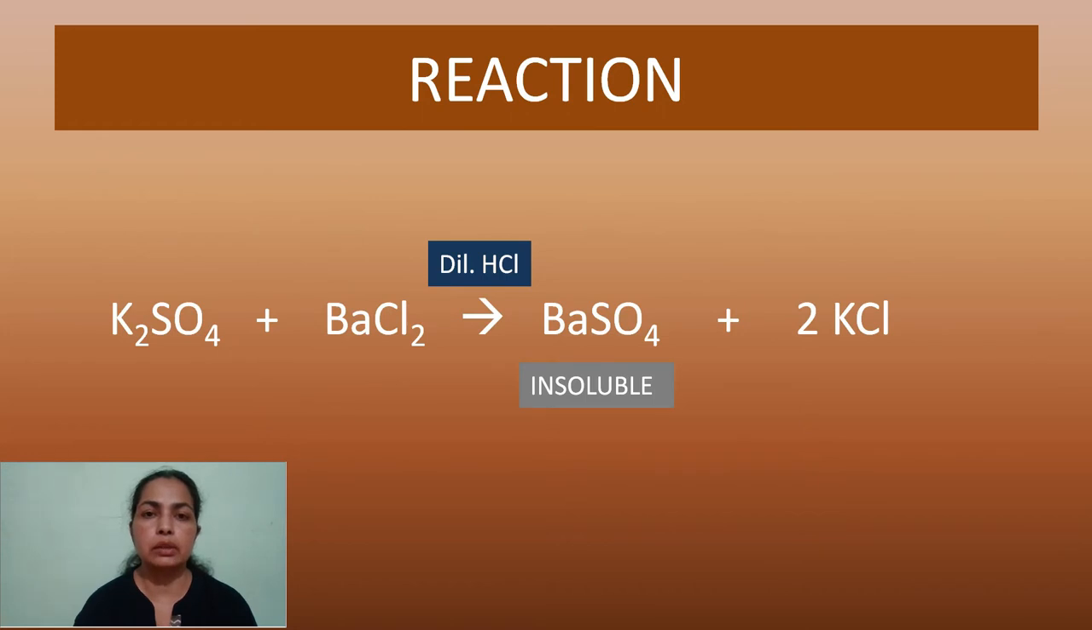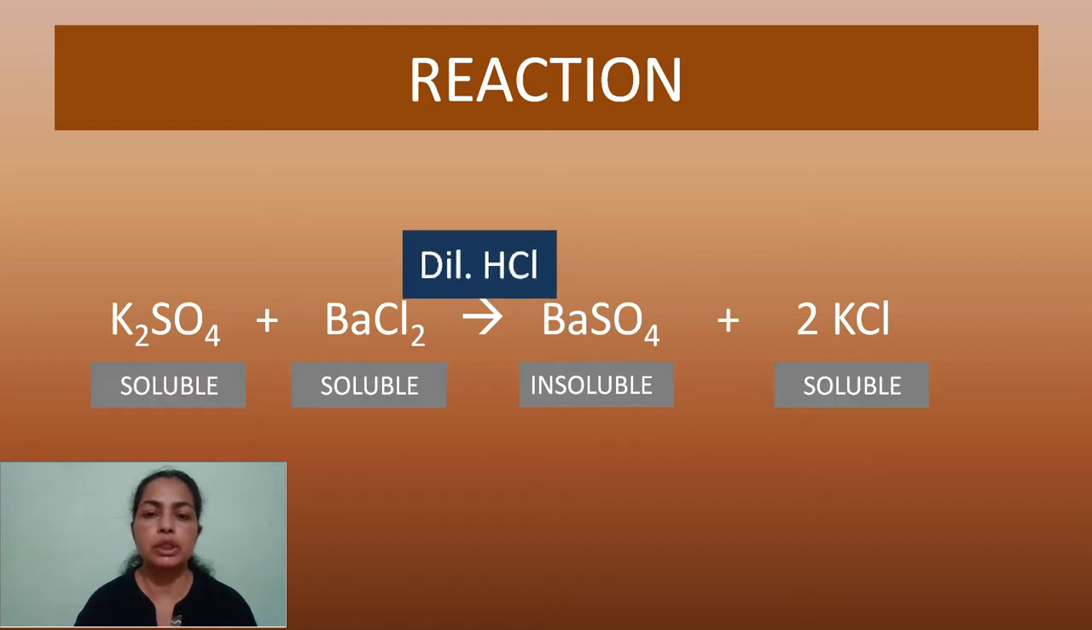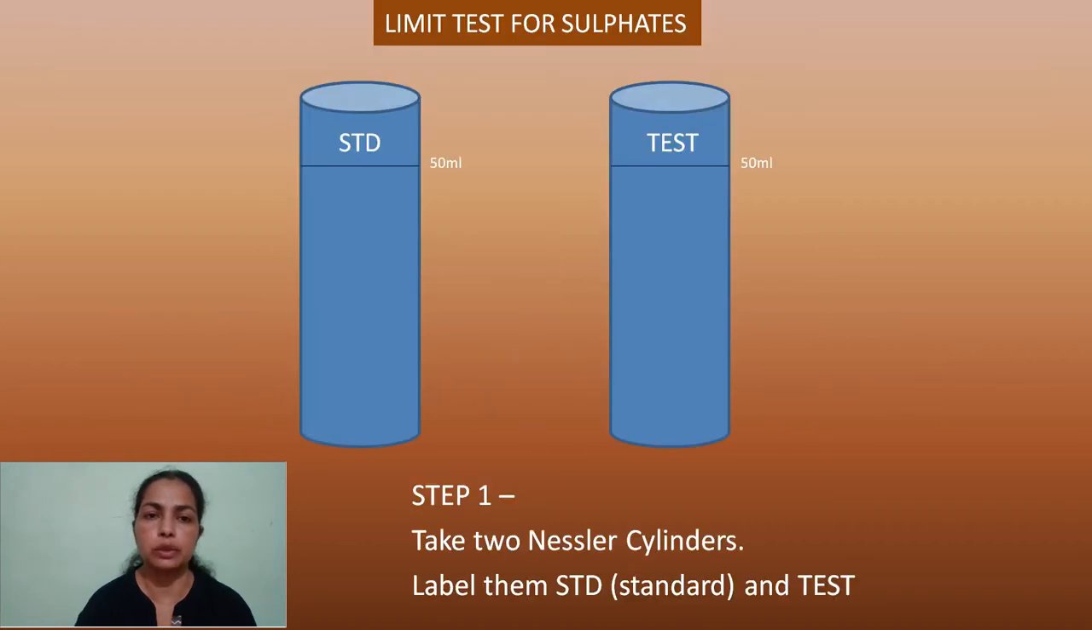This is the reaction involved in this limit test. The sulfate in the presence of dilute HCl will react with barium chloride and lead to the formation of barium sulfate, which is insoluble and is going to give turbidity to the solution.